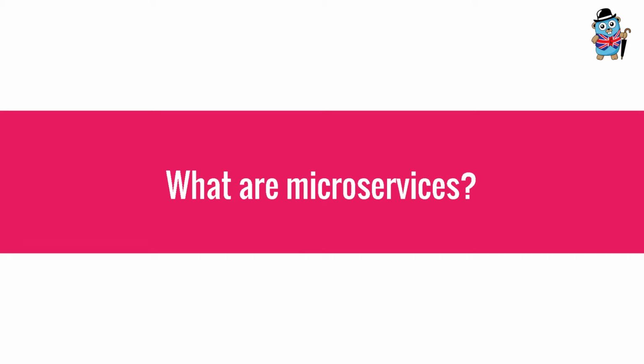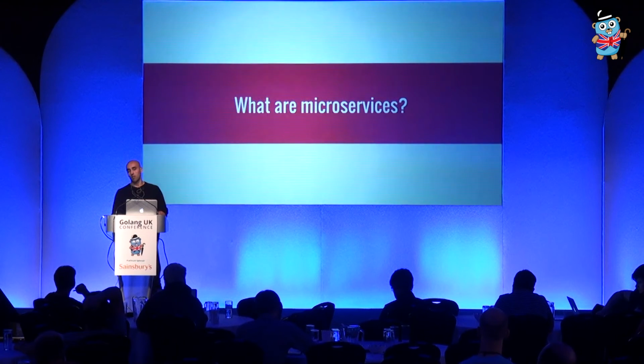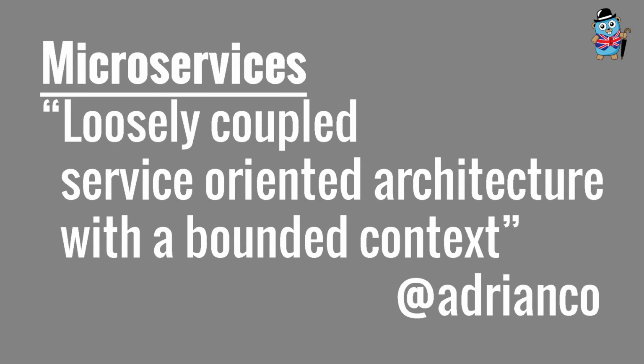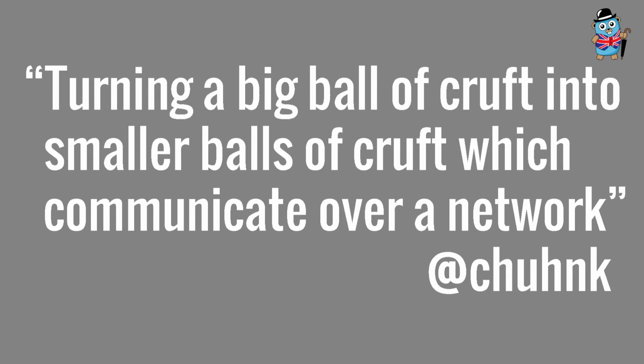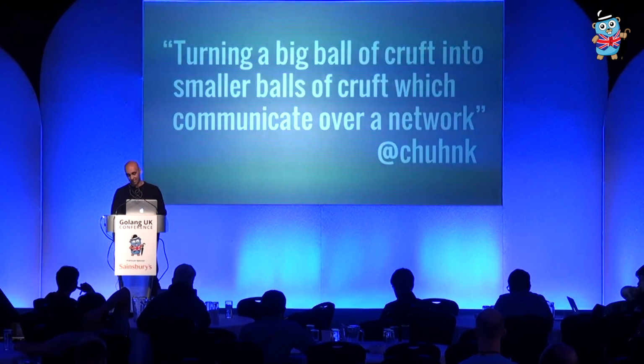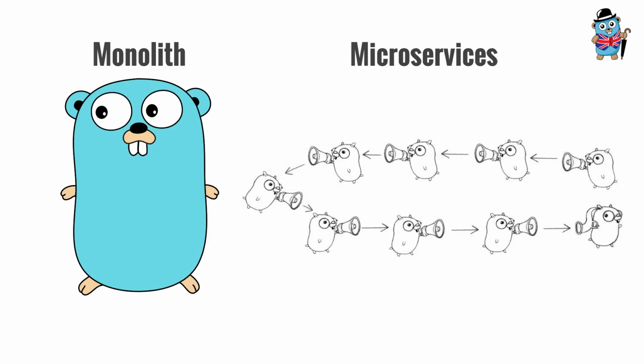But before we get into the details of micro, I just want to rehash this thing called microservices. So I'll throw out a quote there from Adrian Cockcroft: loosely coupled service-oriented architecture with a bounded context. Pretty good. I thought I'd take a crack at it as well. So my thought is really turning a big ball of cruft into smaller balls of cruft, which communicate over a network. Maybe not quite as eloquent as Adrian, but I think it makes a point of, essentially what we have is potentially this monolithic application, and we're breaking it down into smaller applications that communicate over a network, right?